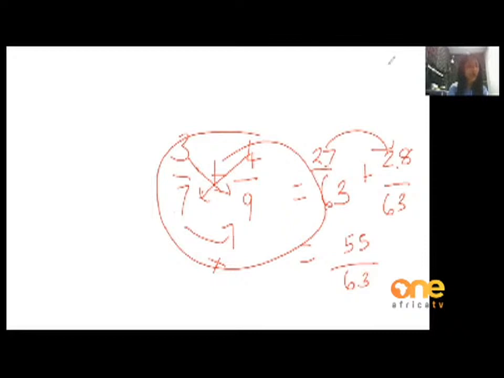Does everybody agree that 4 multiplied by 7 is 28? And 3 multiplied by 9 is 27. And 7 times 9 is 63. Everybody on the same page?